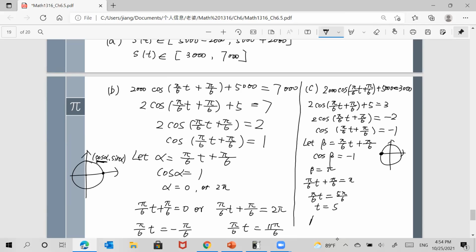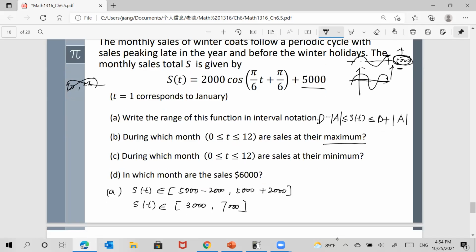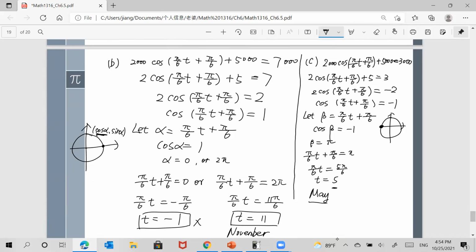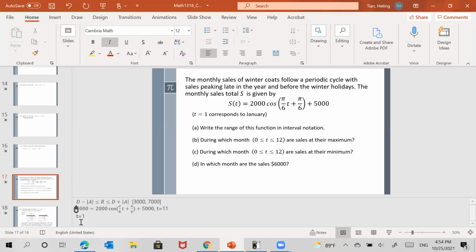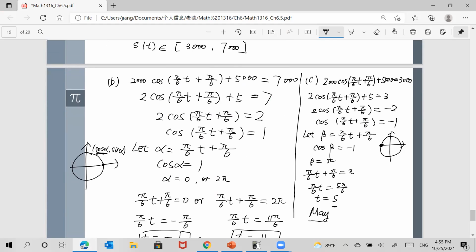So for t equals 5, the month should be May. So this is looking for which month our sales are at their minimum. I think that's May. So I made a mistake because I put 1 here. I don't know why I got t equals 1, maybe some typos, but now we didn't make a mistake. So number C, t equals 5.